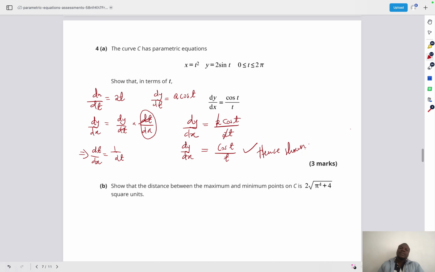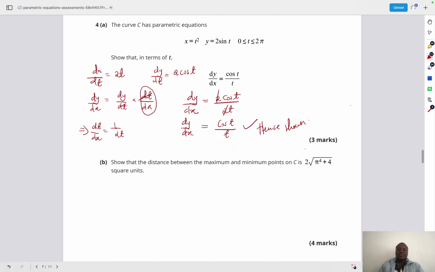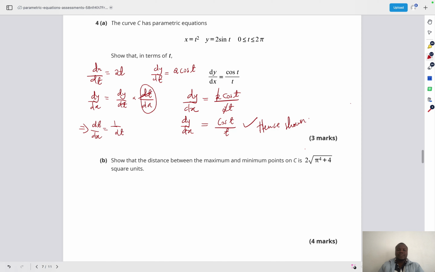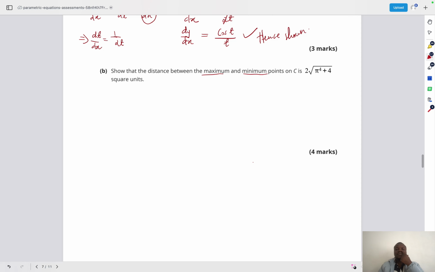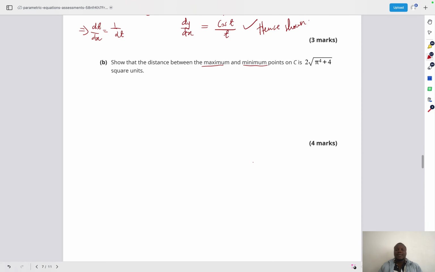Now there is the next question here, which is a very nice question. Show that the distance between the maximum and the minimum point on C is that. So now you look at this curve C that is given. They are saying show that the maximum and minimum point. Now whenever they talk about the maximum and minimum of a point, we know we are talking about turning points. So right away, what needs to come to our mind is that we need to find the turning point, and we already have our dy/dx.